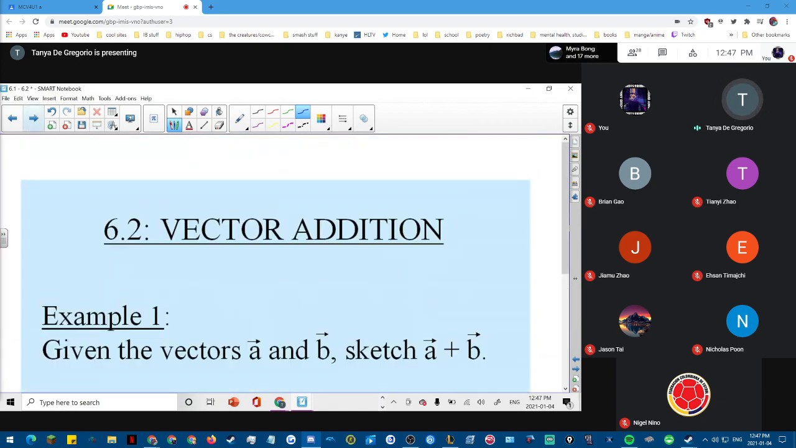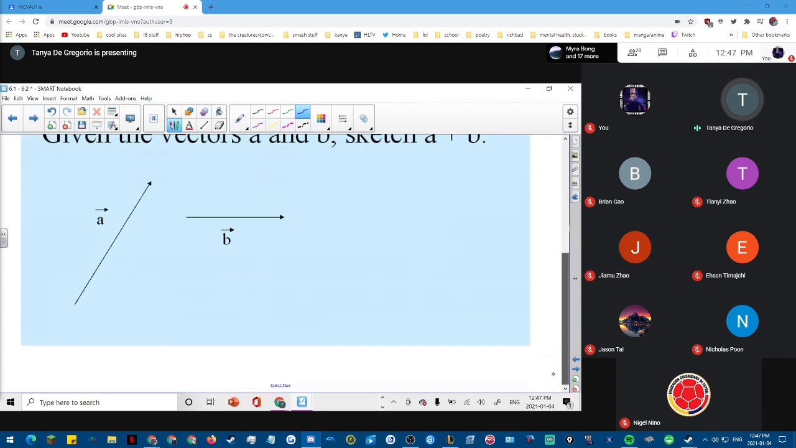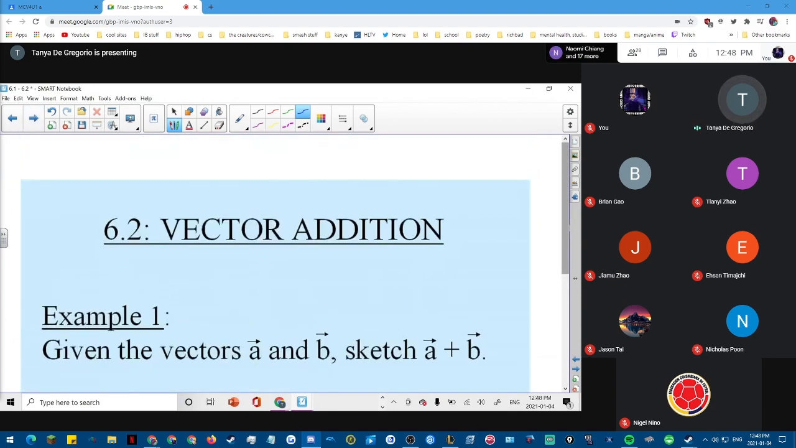Okay, 6.2, vector addition. So that was 6.1, very quick. Do you guys have any questions?